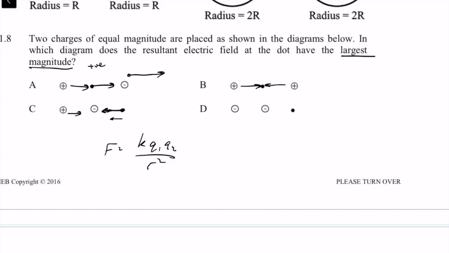Over here there's nothing, and in this case, if we have a positive, it's attracted and attracted, but it's attracted less from the further one, so it's a small attraction. Okay, so clearly this bigger one wins, so option A is the winner, so question 1.8 is A. Okay, I hope that one made sense.